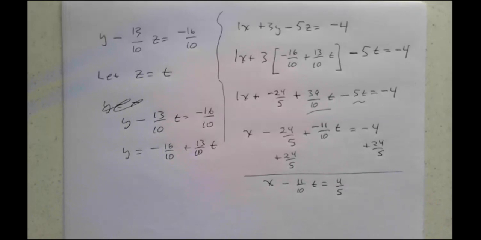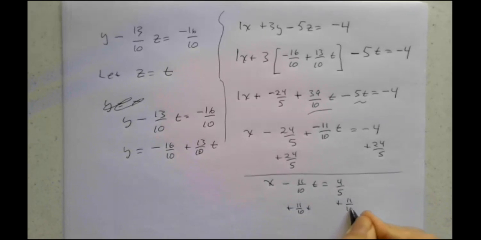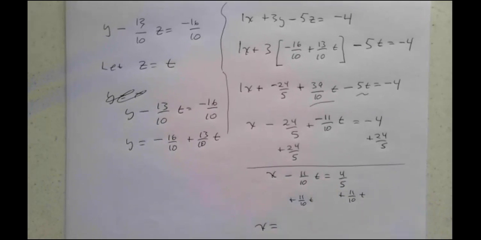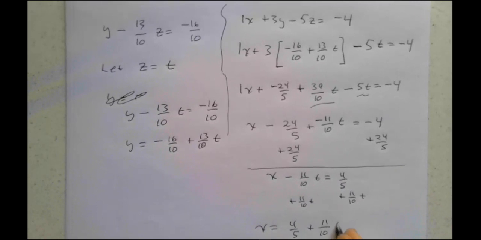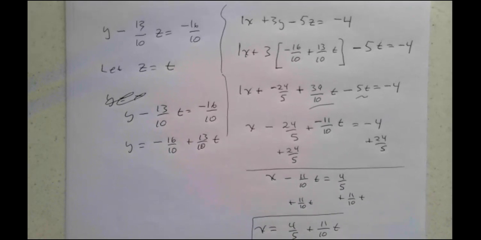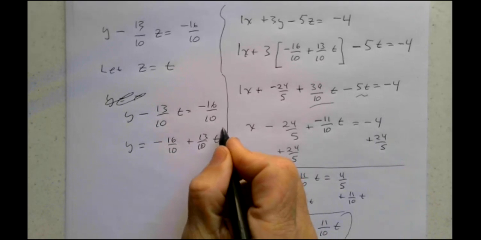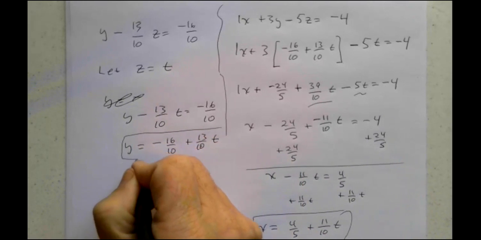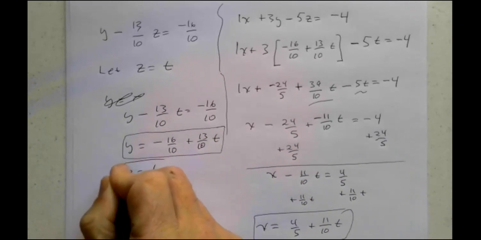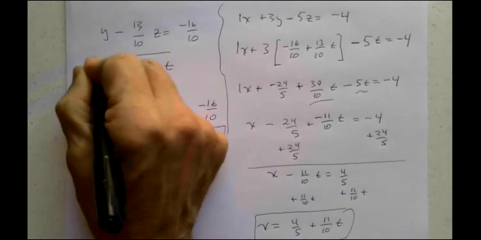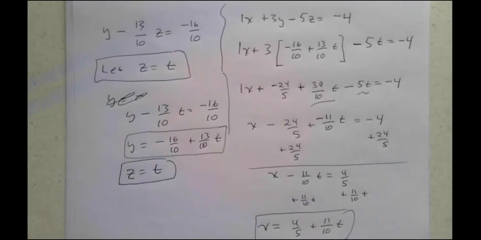And finally, we're going to add 11 tenths t to both sides. Add 11 tenths t here. Add 11 tenths t there. And I get x equals 4/5 plus 11 tenths of t. That's x. Earlier we said y was -16 tenths plus 13 tenths of t. And earlier we said z was t. So that's our parametric form.